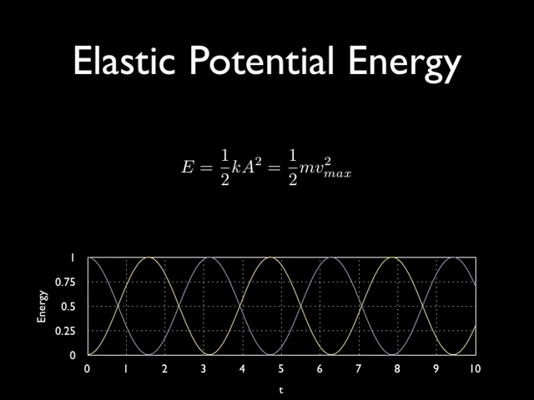Also notice that the total energy can be found by 1/2 k A squared or 1/2 m v max squared. It can either be the total potential energy or the total kinetic energy, because either way, that's what the energy maxes out to.